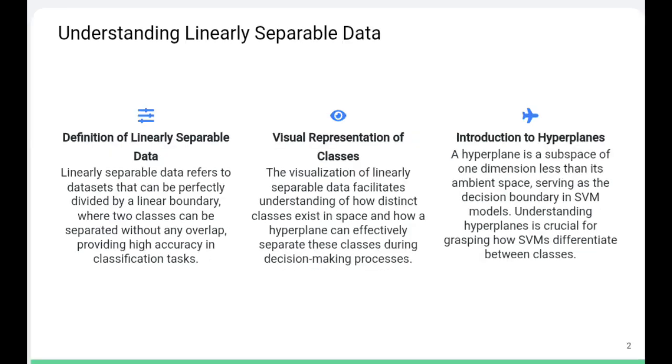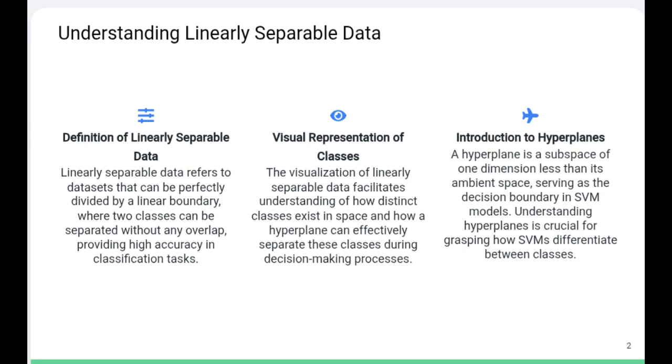Next is understanding linearly separable data. Definition of linearly separable data. Linearly separable data refers to data sets that can be perfectly divided by a linear boundary, where two classes can be separated without any overlap, providing high accuracy in classification tasks.